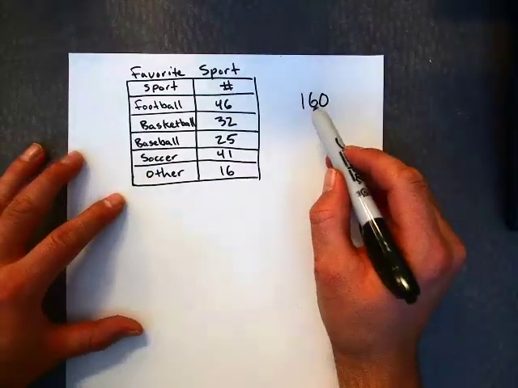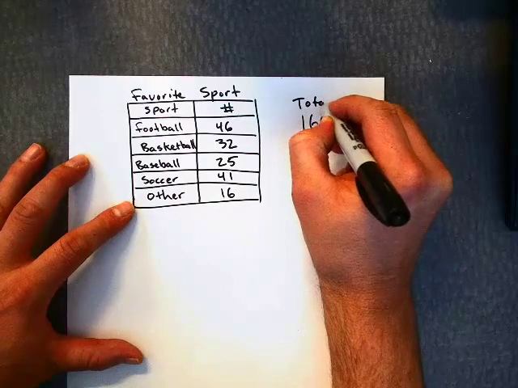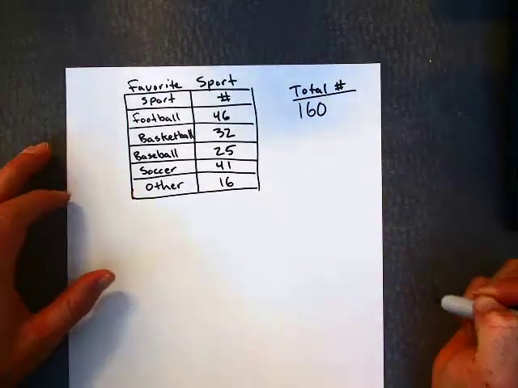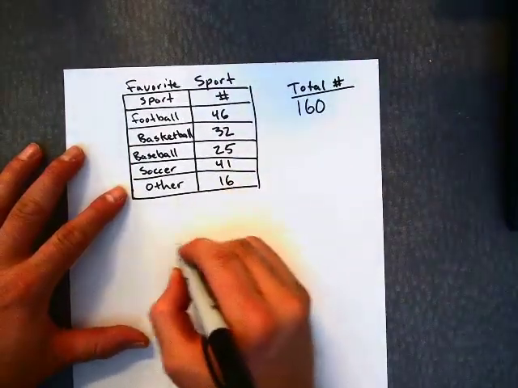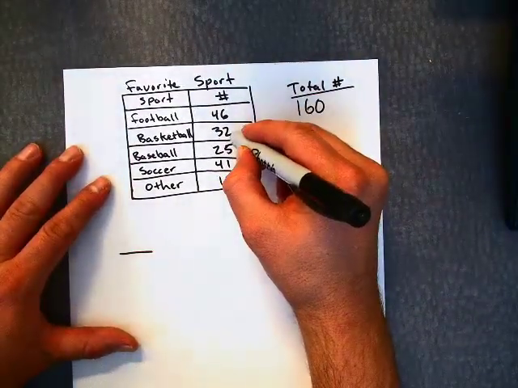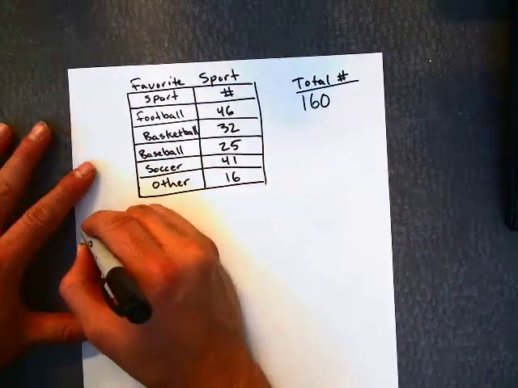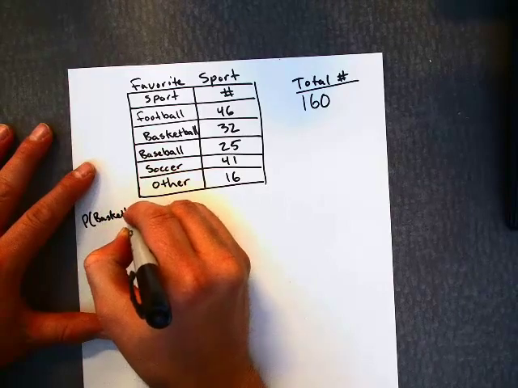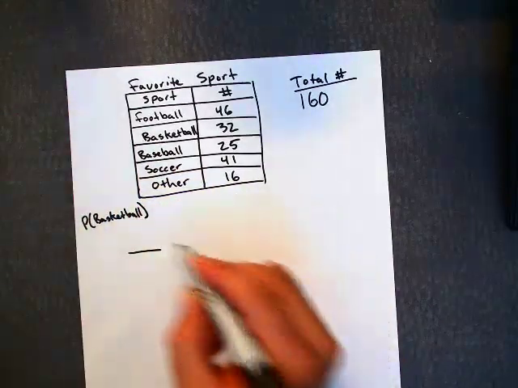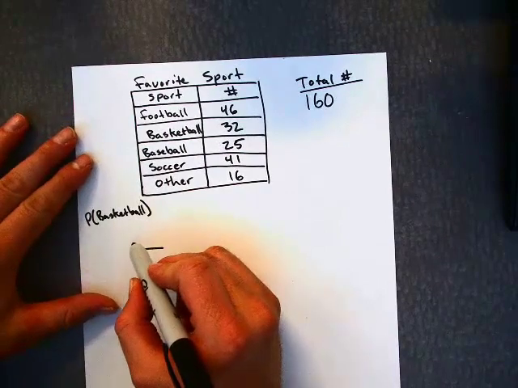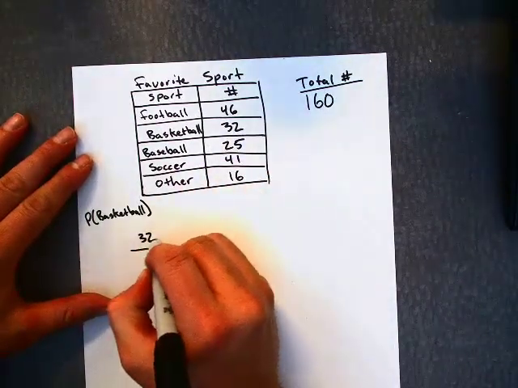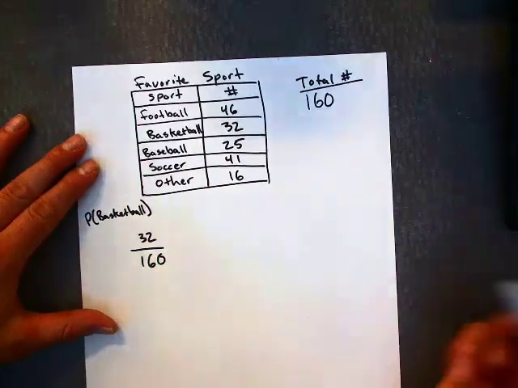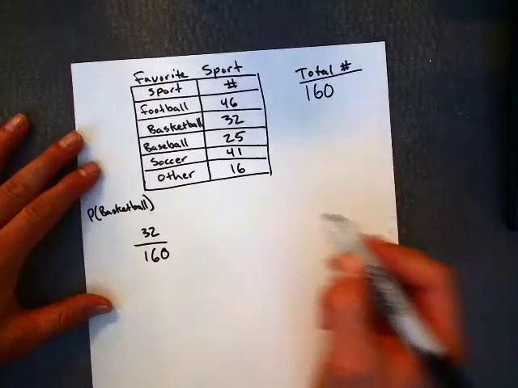So remember my total number of students was 160. Okay? So we have basketball. So I want to know what's the probability of basketball. Well, probability is favorable, 32, over total, 160. Now don't forget to reduce this.